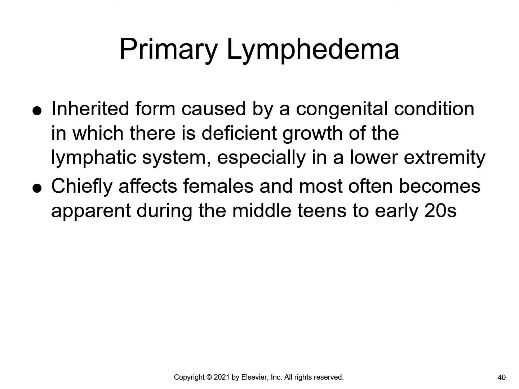The lymphatic system drains water, proteins, lipids, and waste from the interstitial spaces throughout the entire body and returns them to the lymph nodes, where waste materials and foreign cells like bacteria are filtered out. There are two types of lymphedema: inherited and acquired. The inherited form, also known as primary, is a congenital condition where there is deficient growth of the lymphatic system, especially in the lower extremity. This condition mainly affects women and most often becomes apparent during the middle teens to early 20s.